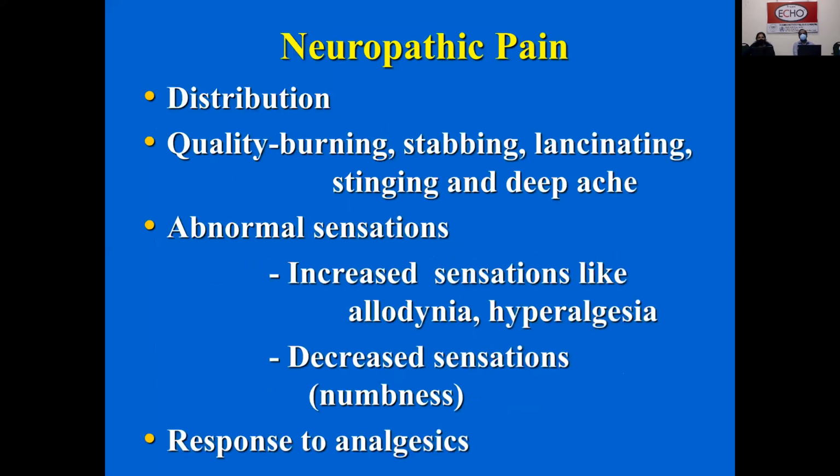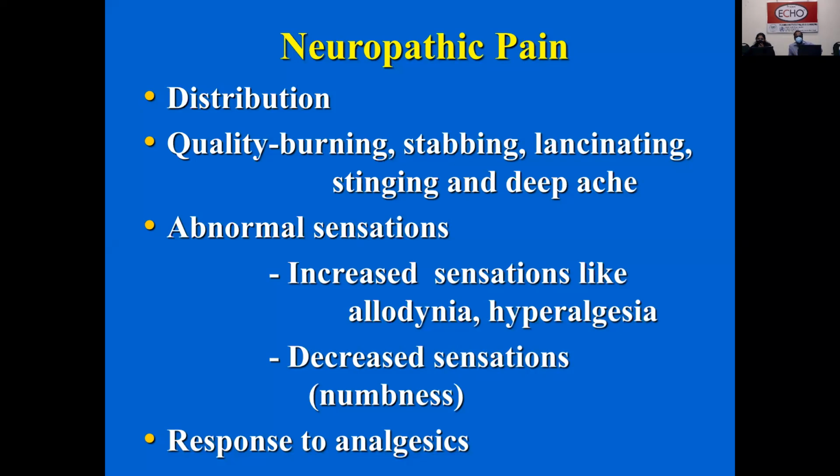And now we will move on to neuropathic pain. How will you differentiate neuropathic pain? First of all, we have to see what is the distribution of the pain. If it is a neuropathic pain, it will have a neuroanatomical or neurodermatomal distribution. So if it is because of involvement of the thoracic 10th nerve, the pain will be at the level of the umbilicus. That is the neurodermatomal distribution. And the quality is usually burning, lancinating, stinging, or electric shock like.